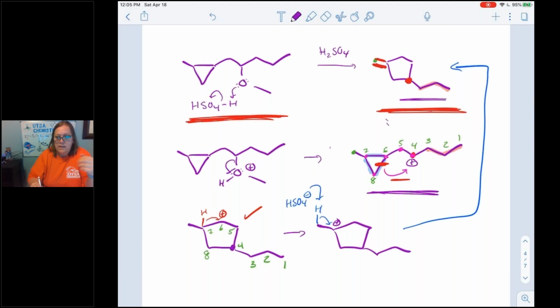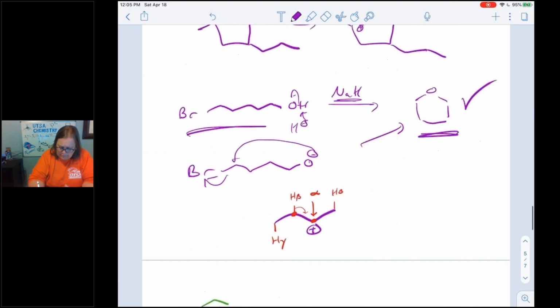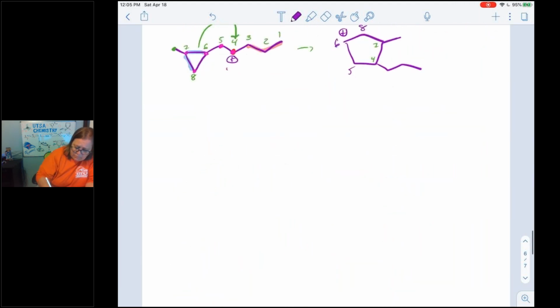In other words, I'm not going to give you a question, draw me the mechanism, and leave it blank, and then expect you to know you should do a ring expansion, then a hydride shift, then an alkyl shift. No, it's going to be very straightforward what the mechanisms are. Okay, we really do need to move on.